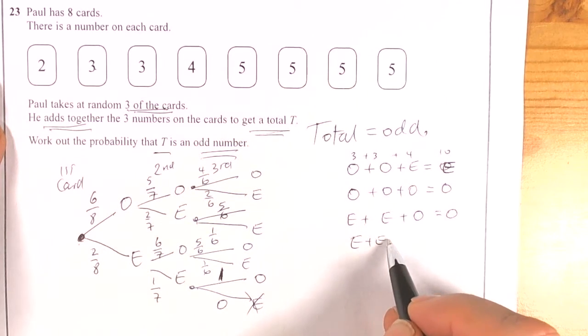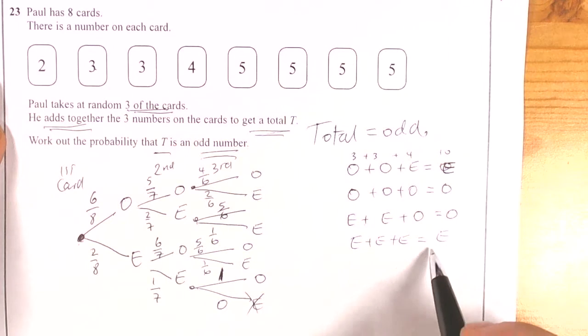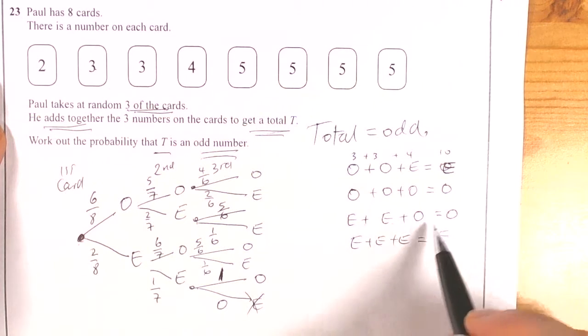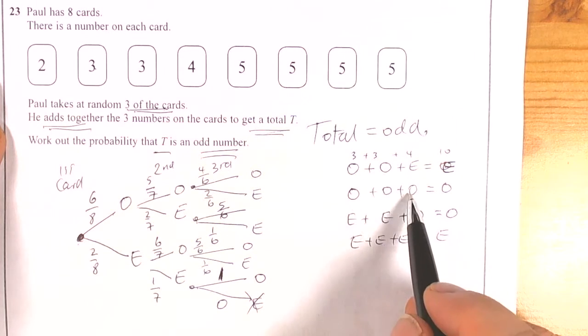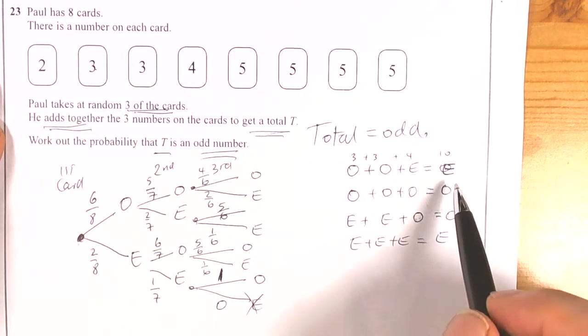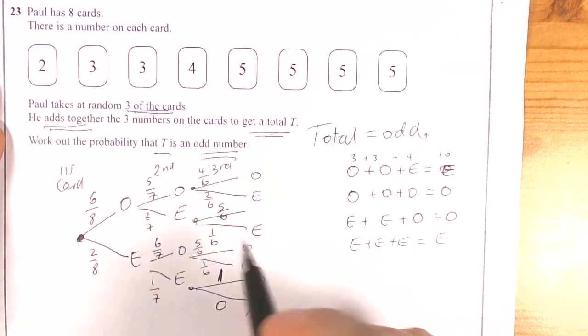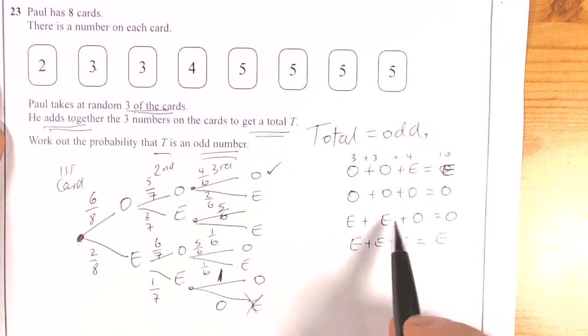We could have had even plus even, and that would have given us an even number. So is there anything else that would give us an odd number? 1 odd, 2 odds, 3 odds. No, I think we considered them all. Okay, so we want an odd total. So 3 odds will work, so that will give us an odd total.